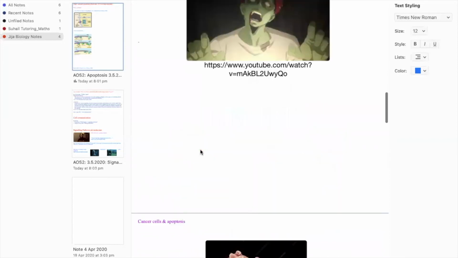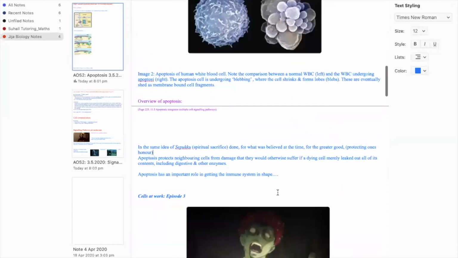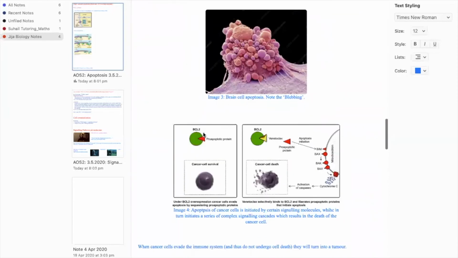Just like we discussed in cell communication, there is a certain signal which is sent to that damaged or infected cell, and that signal will then initiate the apoptotic signaling pathway within that cell, and this will then initiate cell death.